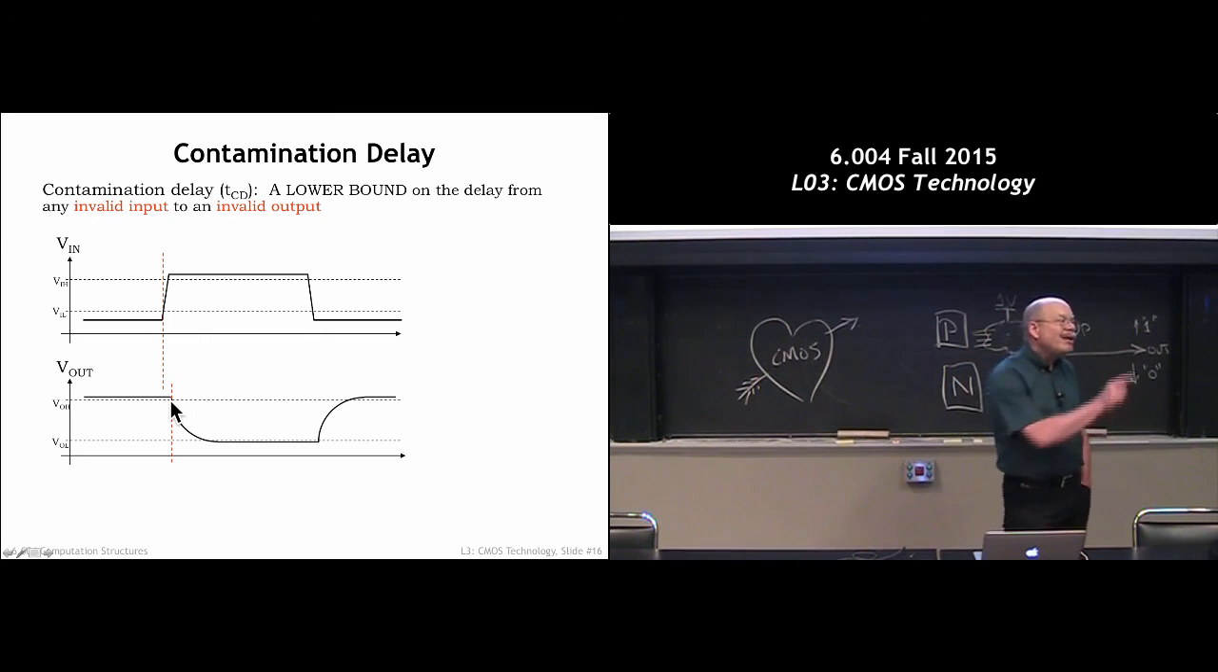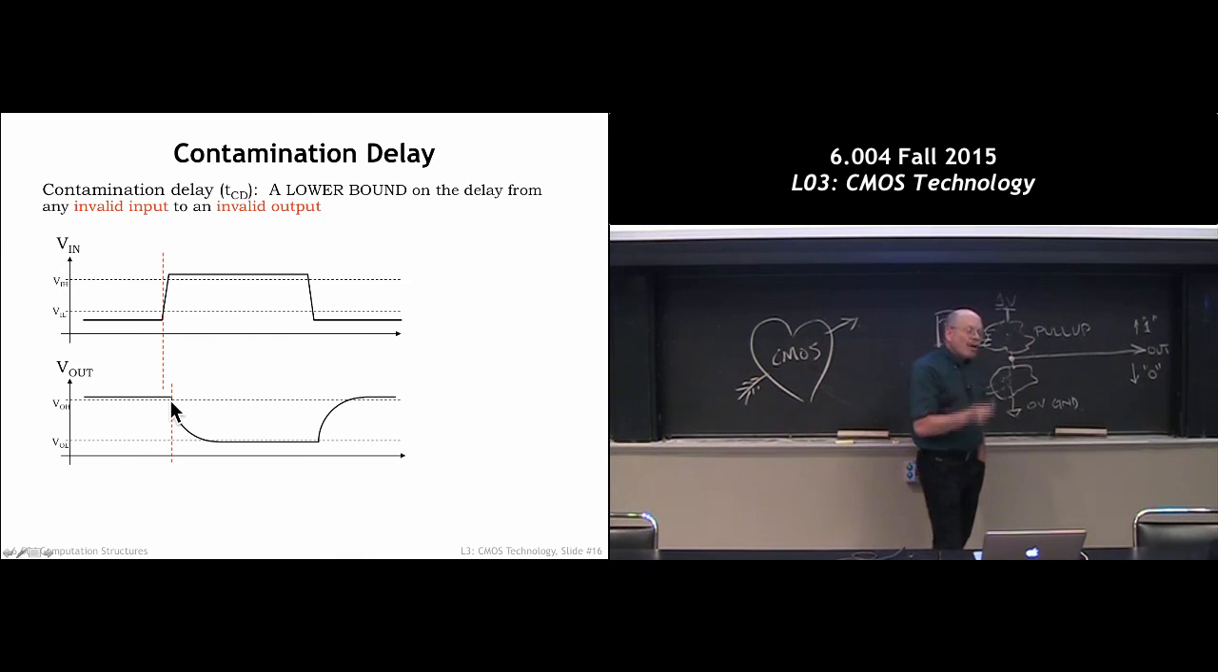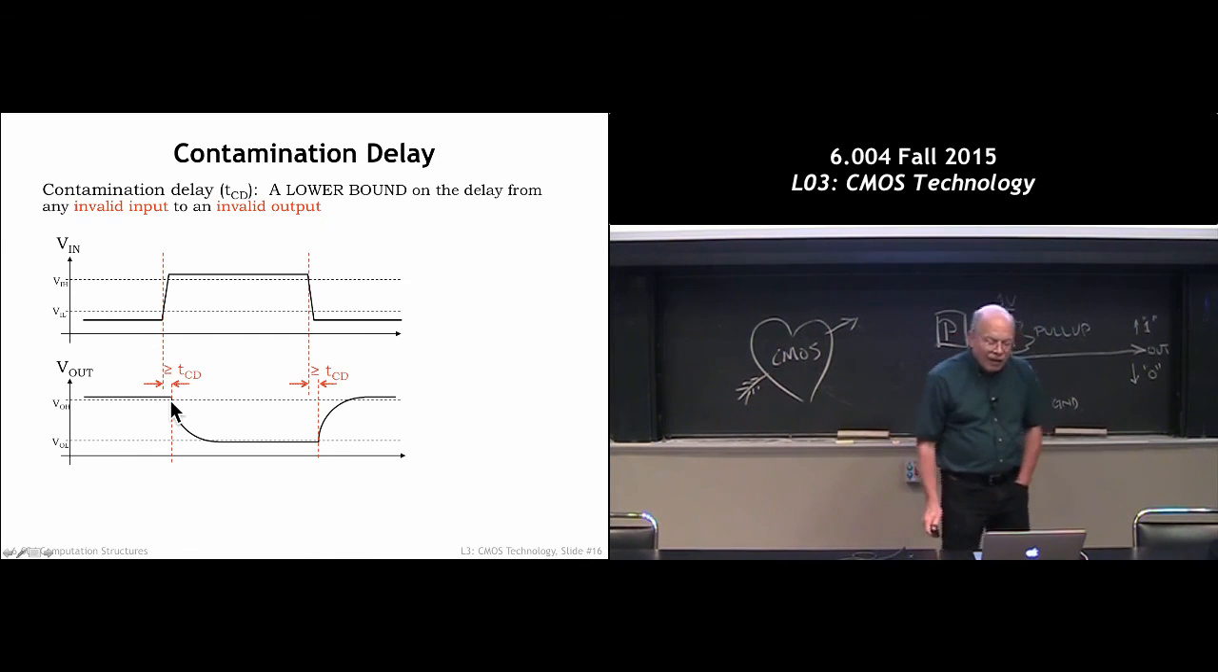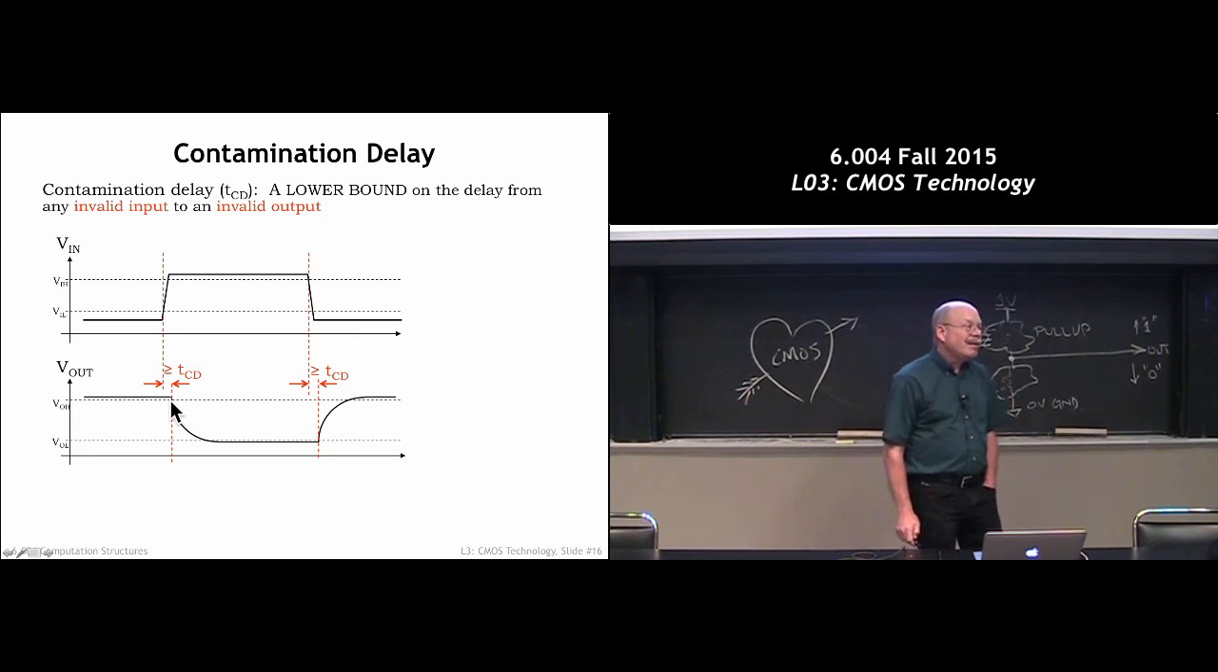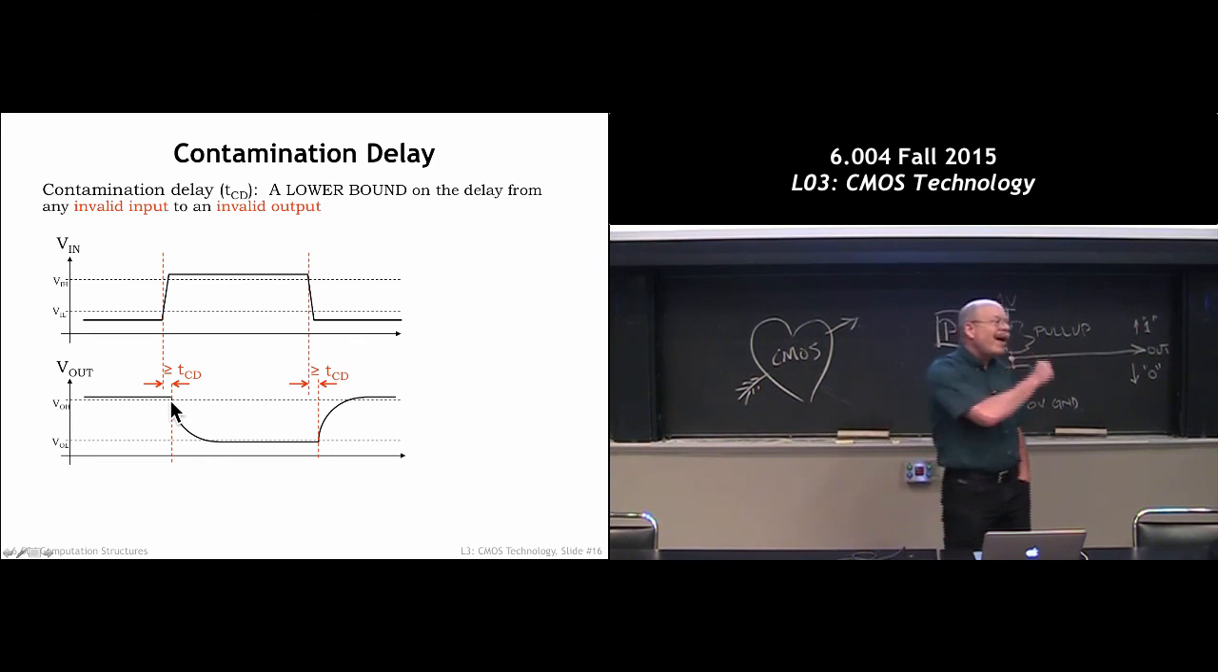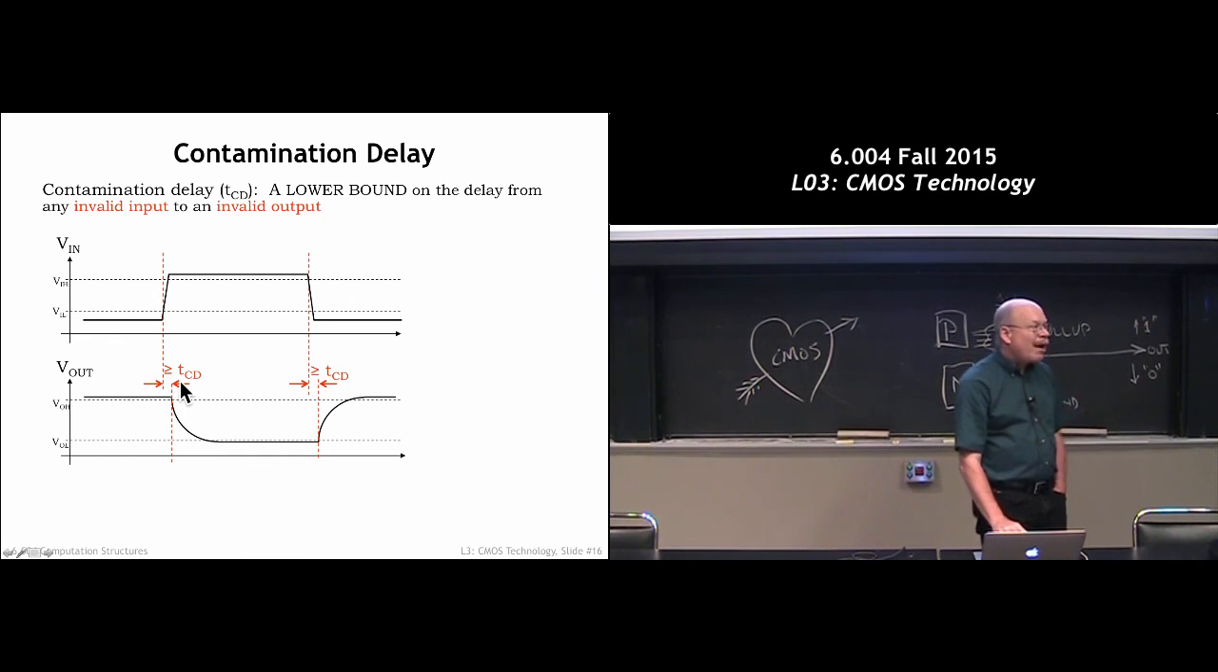So we measured propagation delay as valid in to valid out. What we're going to call the contamination delay, TCD, is a measurement from invalid in to invalid out. Basically, how long the gate keeps its old value even though I've started to change its inputs. You're always allowed to treat TCD as 0. You can say, as soon as you change the inputs, I can assume nothing about the outputs. That's the conservative assumption. The contamination delay is a lower bound on that thing.